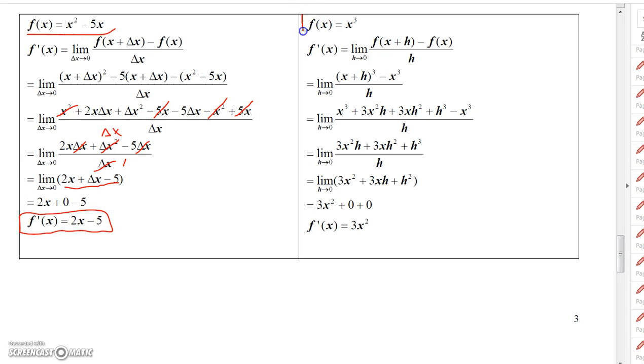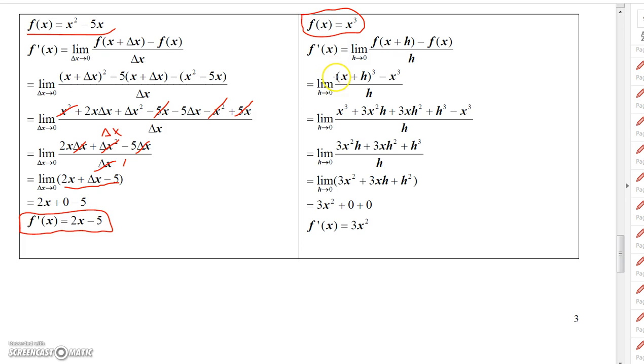Now let's find the derivative of x cubed. I'm using the definition of the derivative. This time I'm going to use h instead of delta x. So I'm going to take the limit of f of x plus h minus f of x all over h. Well, f of x plus h, since this is x cubed, would be x plus h quantity cubed. And then minus f of x would be minus x cubed.